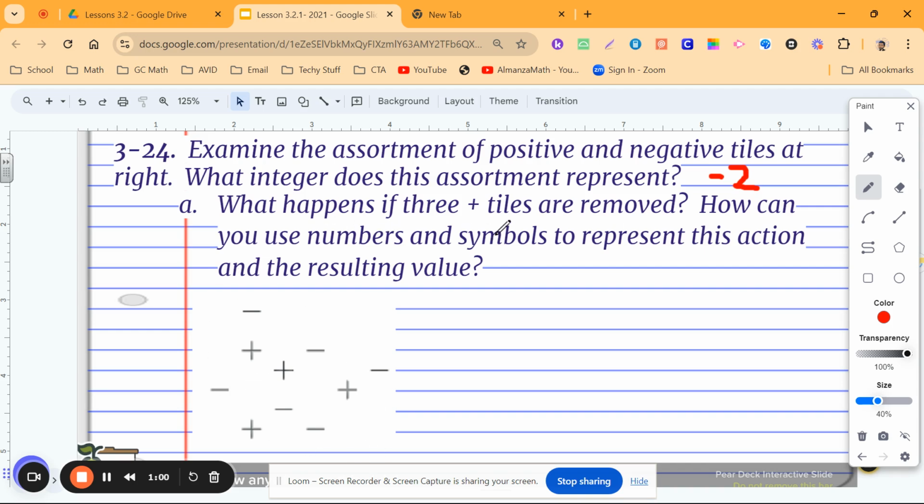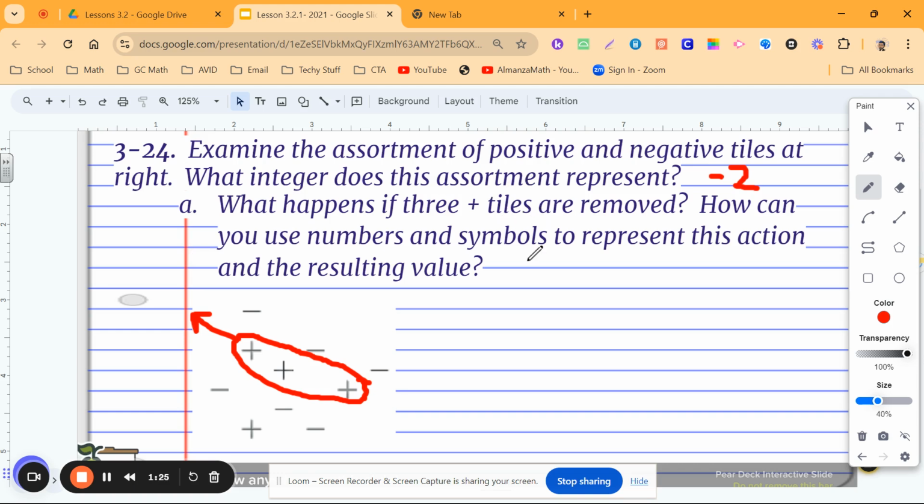What would happen if 3 positive tiles are removed? Okay, so we are going to show that removal or subtraction being done with circling the tiles and showing an arrow that they are physically being removed. They are being taken away. So going back to kindergarten, when we learned that subtraction was just taking away.